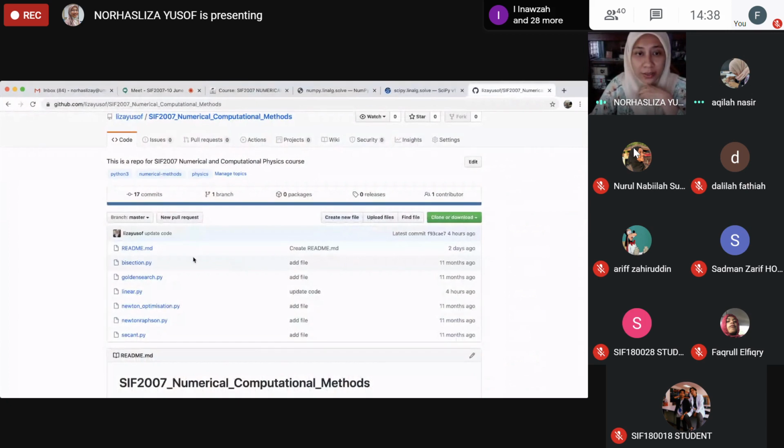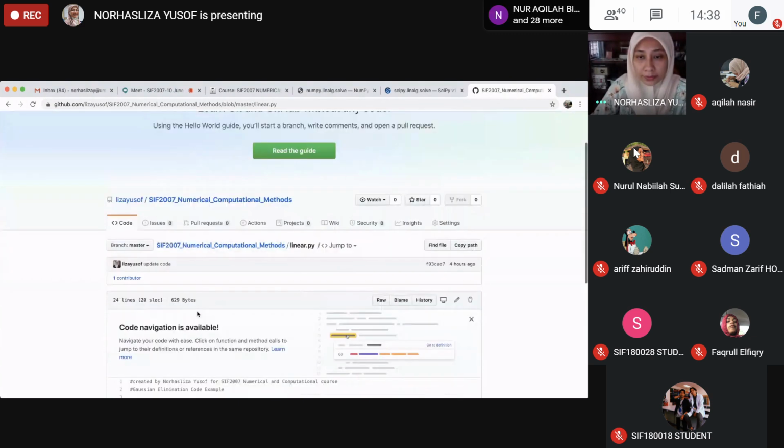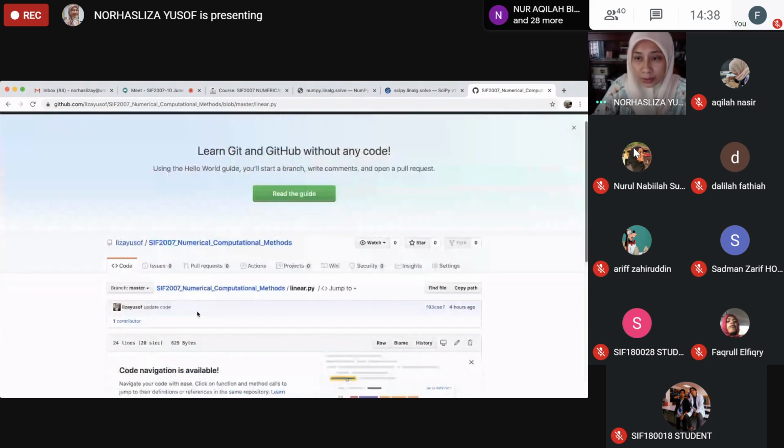Okay, so I have several codes here that I've written for this class. For this semester, you only use bisection, Newton Raphson and secant for chapter 4, and also Newton optimization for chapter 3. So for chapter 5, I created one what we call linear.py. Okay, so you can clone it, or I think you have to clone.